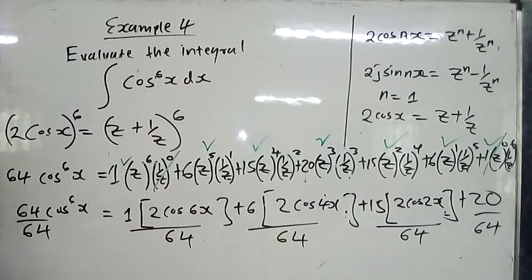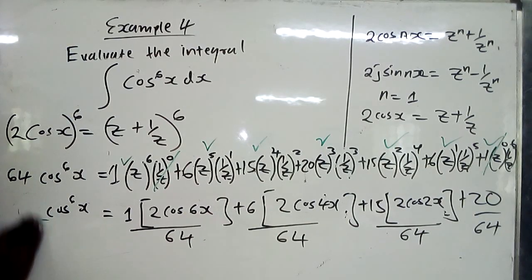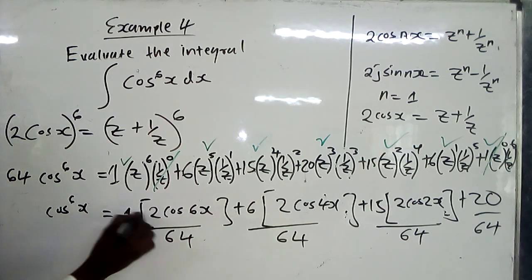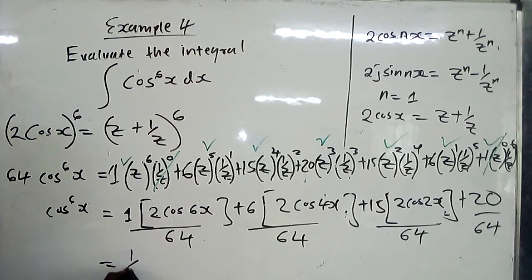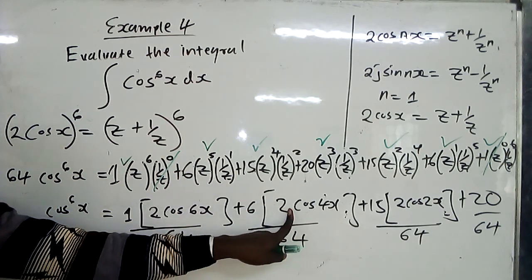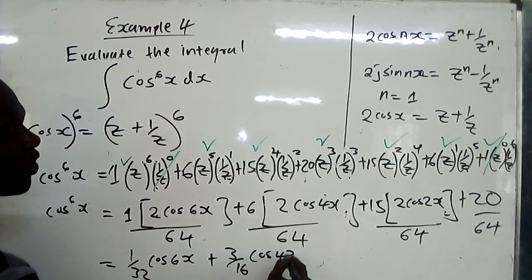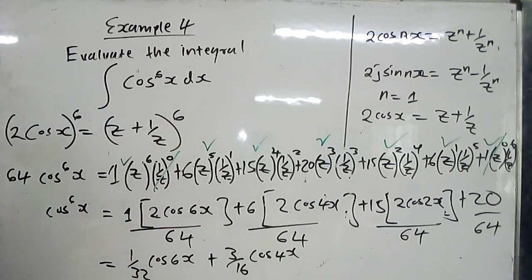So after doing that, you will remain with cos raised to power 6x, which you find to be what? 1 times 2 is 2, divide by 64, you get 1 over 32 cos 6x, isn't it? Are we together? You move to the next one, 6 times 2 is 12. 12 divided by 64, 3 over 16. Then you have cos 4x, isn't it?